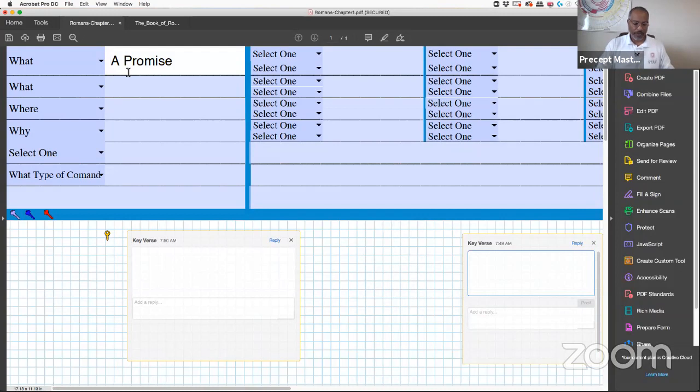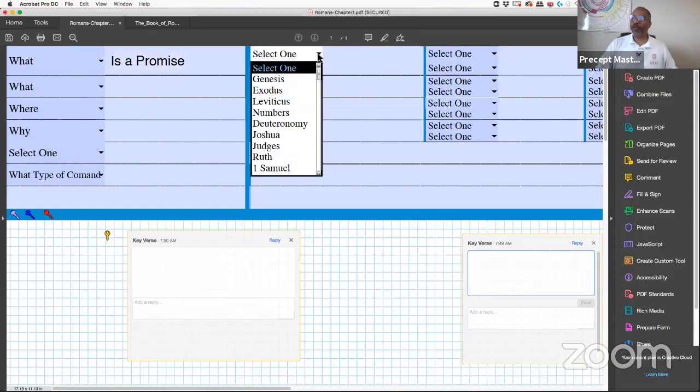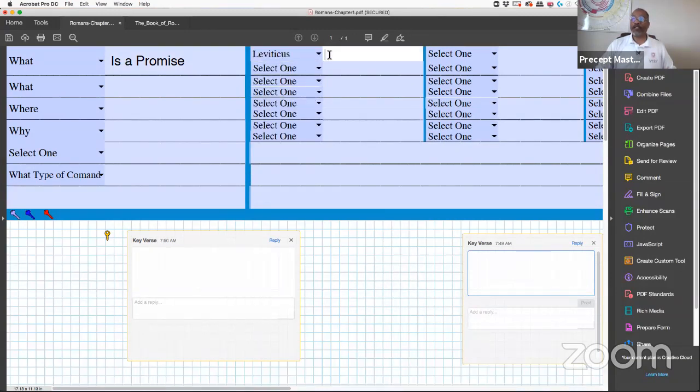And actually, I can do what is a promise. Do it that way, a little bit simpler. So what we want to do now, we're going to start filling this in, and if you put that at the top of your paper, you'll see what you'll be doing there. So now we're going to go to the first one. We're going to look at Leviticus 23:44.